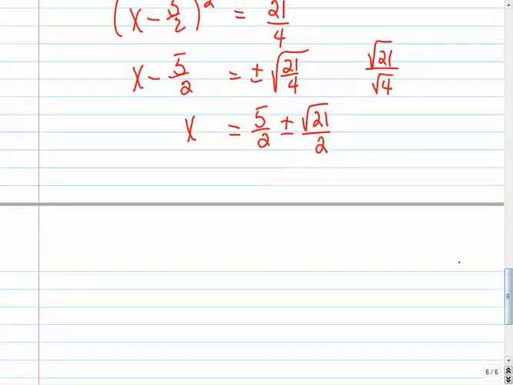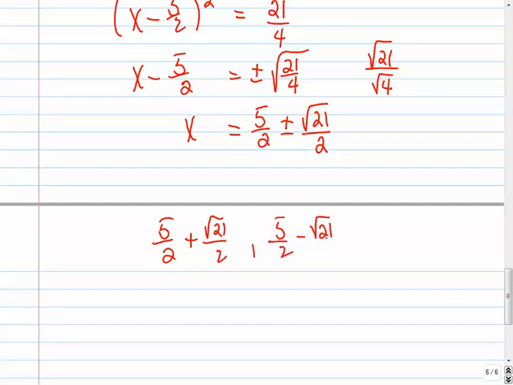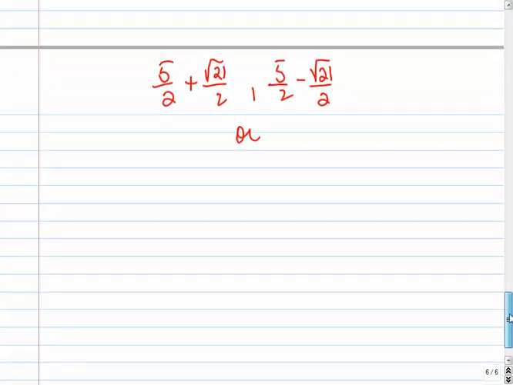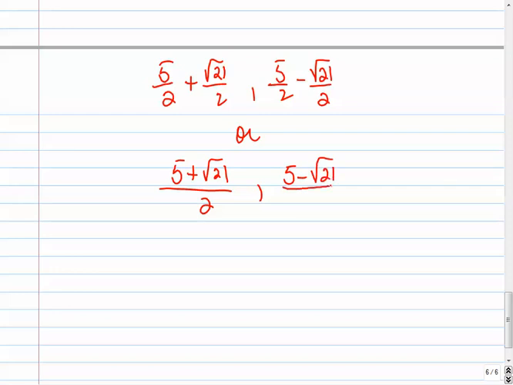So my two solutions are 5 halves plus the square root of 21 over 2, and 5 halves minus the square root of 21 over 2. Or, since they have a common denominator, you could write the answers as 5 plus the square root of 21 all over 2, and then 5 minus the square root of 21 all over 2.